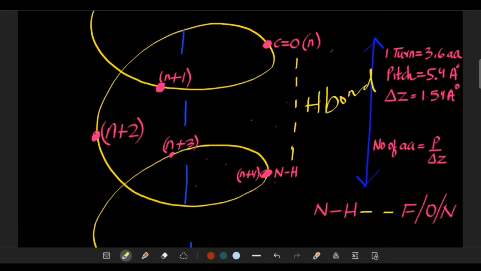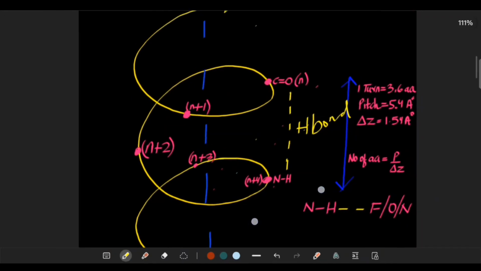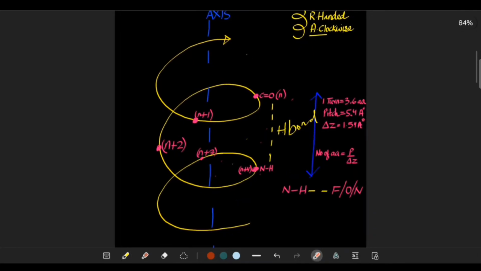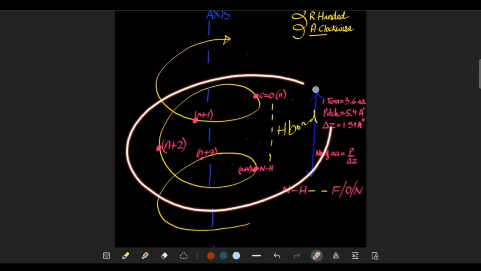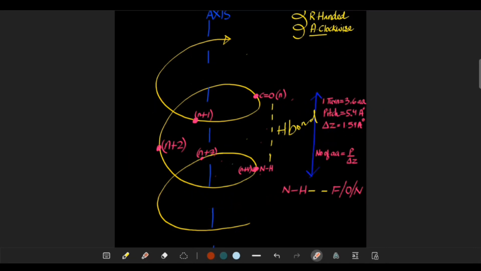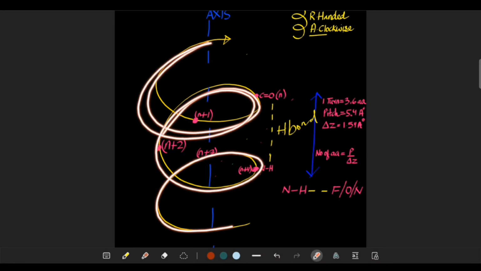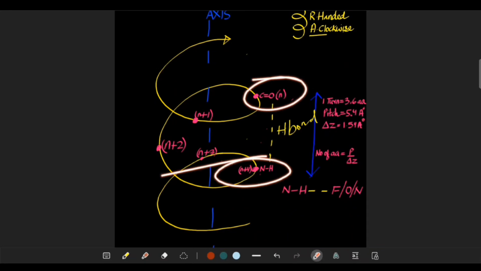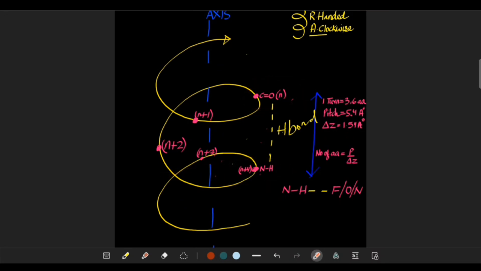So similarly, what happens is the second. Okay, so as you can see over here, I have shown you how a hydrogen bond forms. So let us learn about other stuff as well. So this is a helical structure, right? This is a helical structure, and it is formed between n and n plus 4. That's why it is known as an alpha helix.